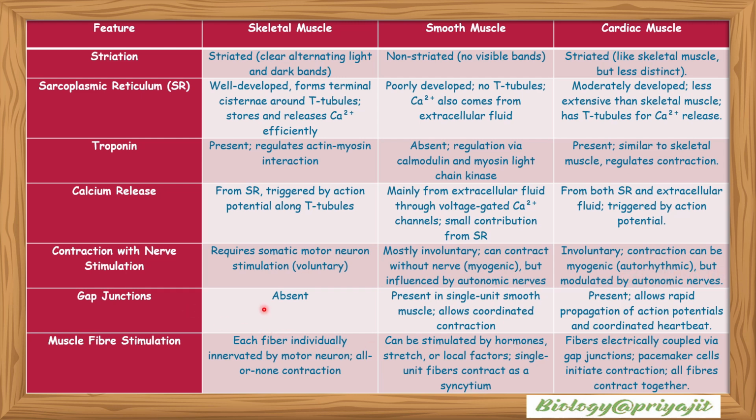Gap junctions: in skeletal muscles they are absent. They are present in single-unit smooth muscle, where they allow coordinated contraction. Gap junctions are present in cardiac muscle, where they allow rapid propagation of action potentials and coordinated heartbeat. Muscle fiber stimulation: in skeletal muscle, each fiber is individually innervated by a motor neuron, with all-or-none contraction. Smooth muscle can be stimulated by hormones, stress or local factors.